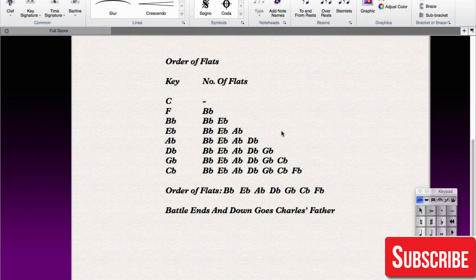Okay, so I'm back again. Now, what I want to do is just to quickly go through the order of flats. I'm not going to go through the whole long process. What I've done is I've already created for you the order of flats.